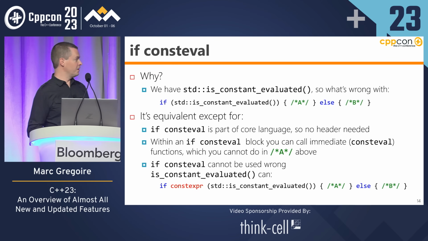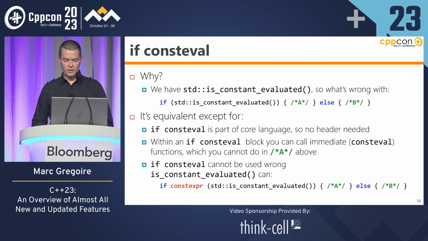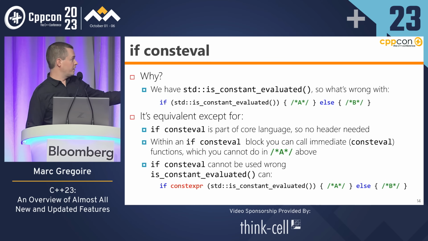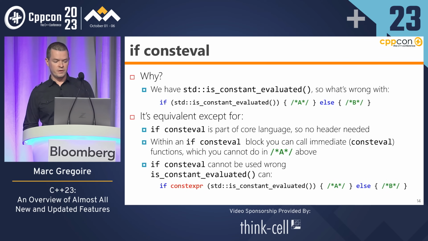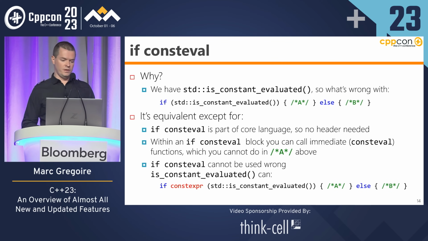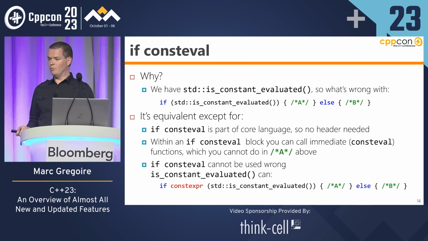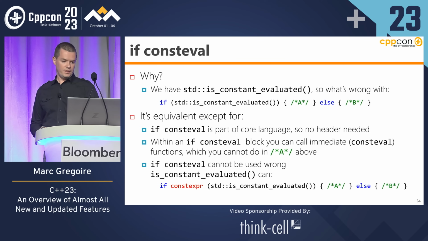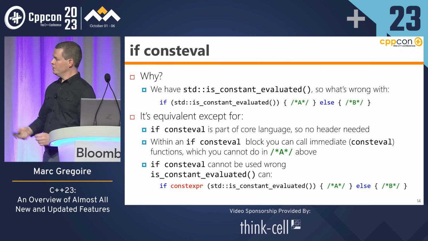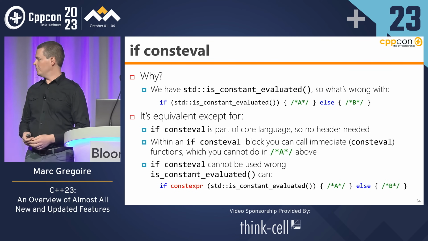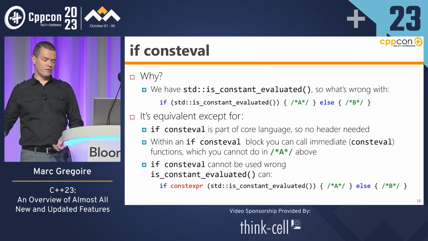Because I've seen that some people think that isConstantEvaluated needs to be written like at the bottom line, so if constexpr isConstantEvaluated. But obviously, if constexpr will execute at compile time, and at compile time, isConstantEvaluated would always be true. So that last statement is the same as just writing A. B will never be executed.